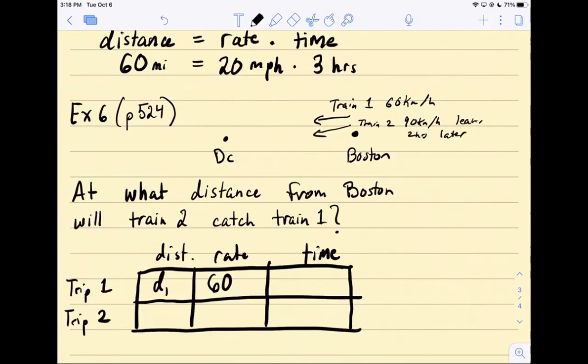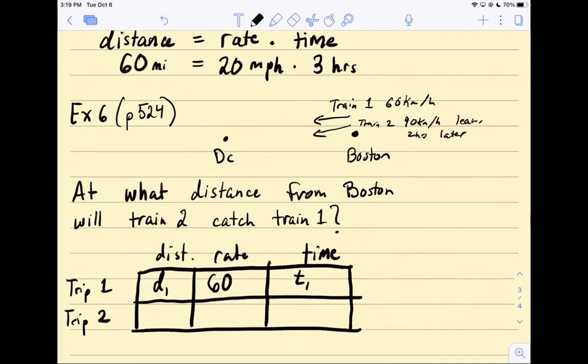What about the time? Do I know the time? Well, we don't know the time. We just know the other train leaves a little bit later, right? So we don't quite know the time. So I'm going to put another variable there. I'm going to put T1 in here. And I'm putting the 1 just to say it's related to trip 1. I don't know what it is. I have no information about it.